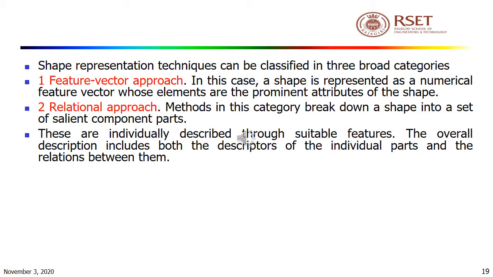Shape representation techniques can be classified into three broad categories. The first one is the feature vector approach, in which a shape is represented as a numerical feature vector whose elements are the prominent attributes of the shape. The second is the relational approach. Methods in this category break down a shape into a set of salient component parts. These are individually described through suitable features, and the overall description includes both the descriptors of the individual parts and the relationships between them.